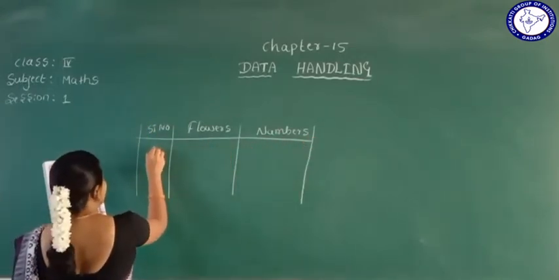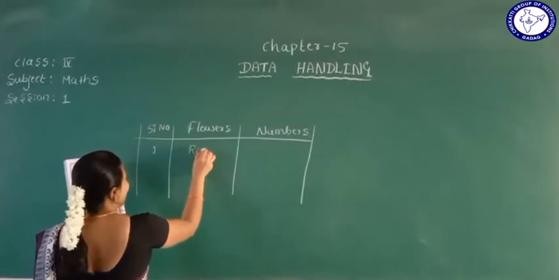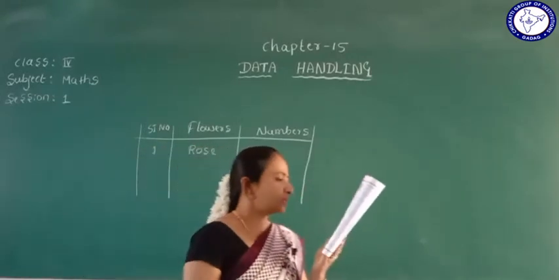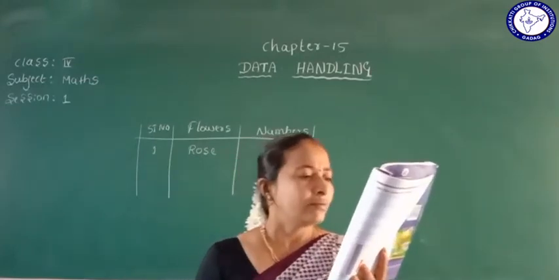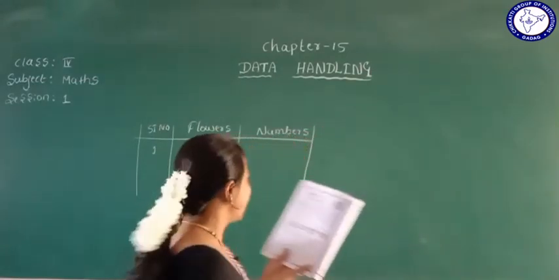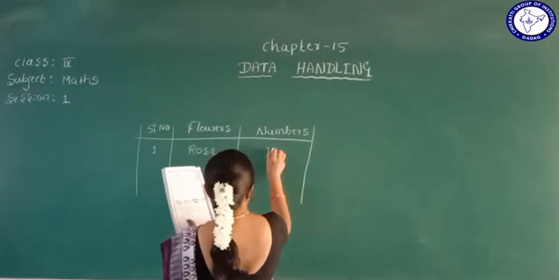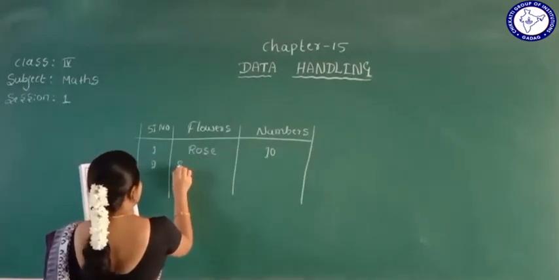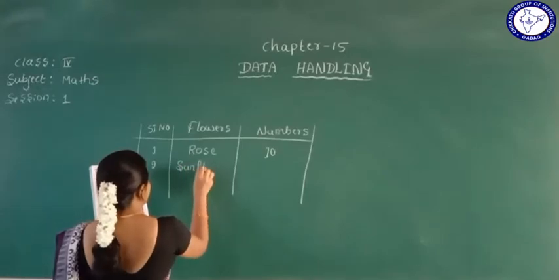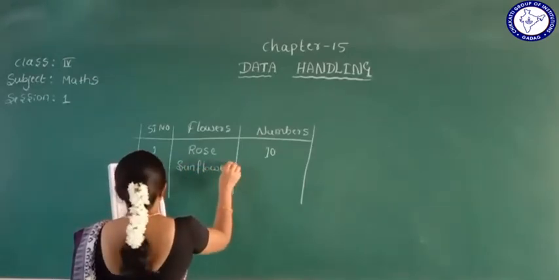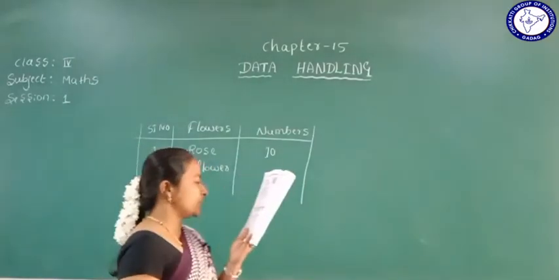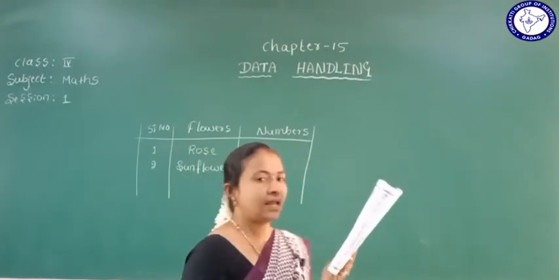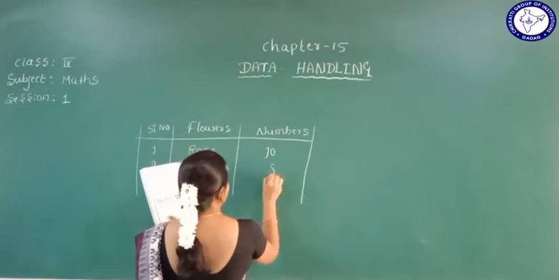So the first one is rose. How many roses are there? We'll count here. 1, 2, 3, 4, 5, 6, 7, 8, 9, 10. There are 10 roses. Number of roses is 10. And the second one is sunflower. Now we'll count the sunflowers. How many are there? 1, 2, 3, 4, 5, 6, 7, 8. There are 8 sunflowers.